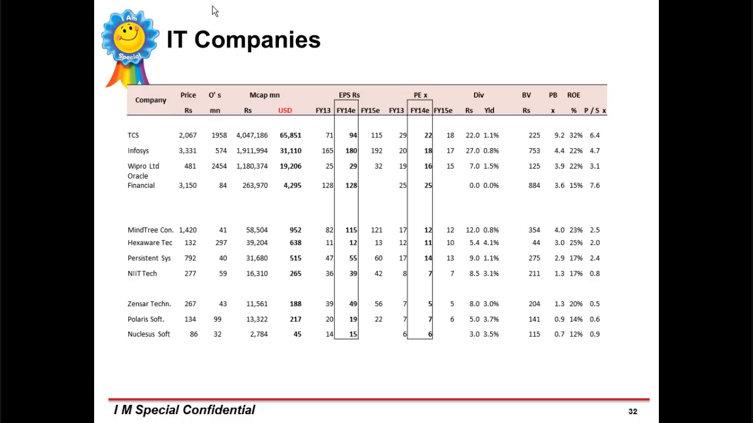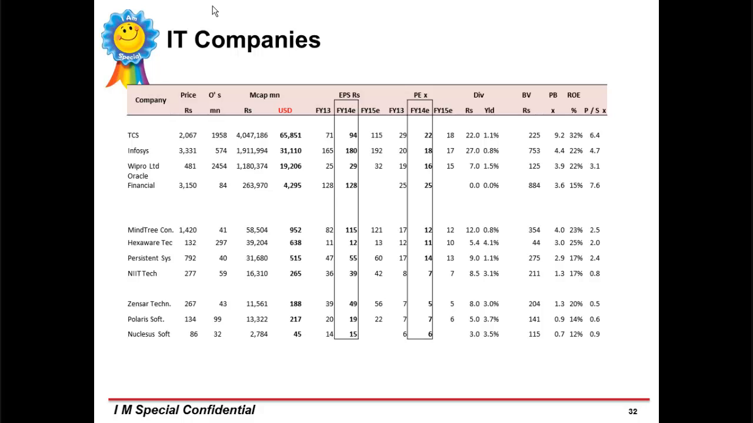First is TCS. Price is 2067. Total shares issued is almost close to 2000 million. So market cap is close to 4 lakh crores or 40,000 million. Then 40,000 million divided by 60, we have a market cap of 65 billion. 70 rupees is what they have already achieved. If you read the balance sheet, 71 is their EPS. Then we have taken forward EPS 94 and 115.